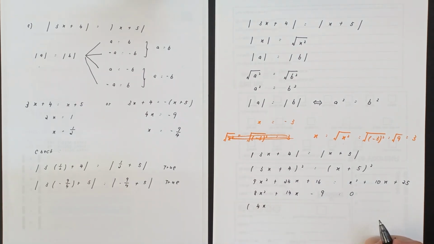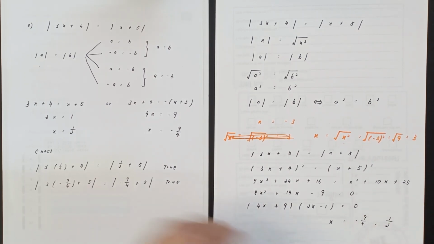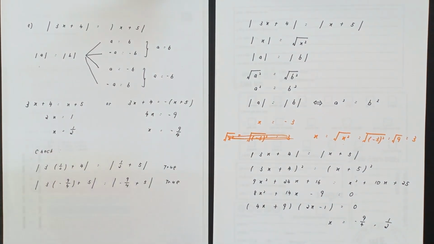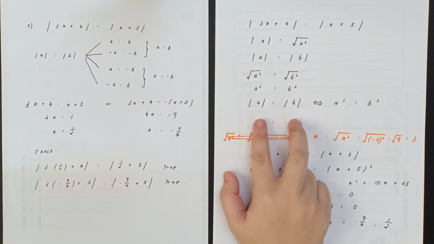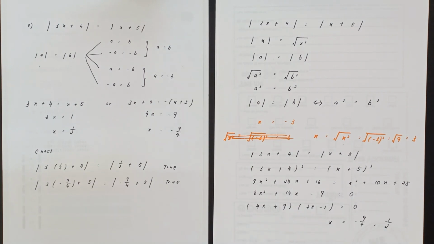4x plus, oh yeah, it should be plus 2x minus 1 equals 0. So this is how you get x equals negative 9 over 4 and 1 over 2, which is basically the same answer. I'm not going to do the checking again since we did it already. So this is the answer that you get. I repeat again, you can only use this method when you have both sides that you already confirm is going to be positive.